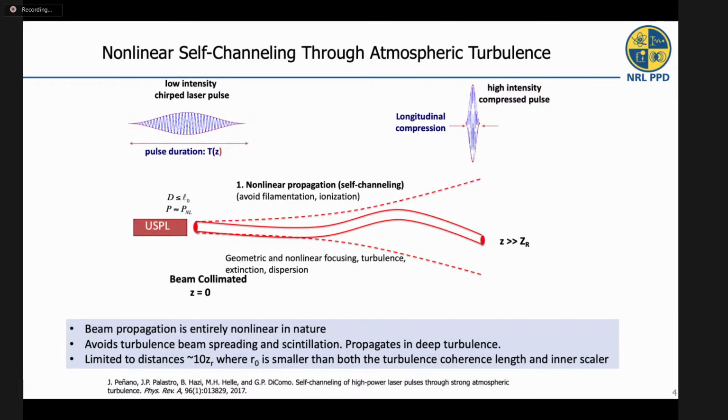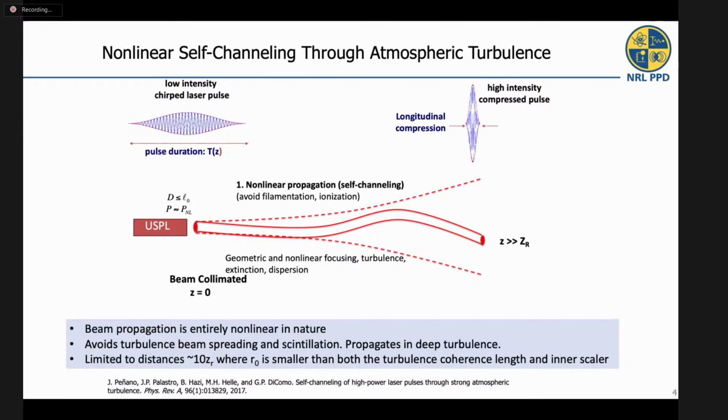So the idea that we came up with to try to avoid this was what we call nonlinear self-channeling. The idea here is instead of trying to launch a large diameter beam and go long distances, we launch a relatively small beam. And then we use nonlinear self-focusing to just offset diffraction. So the beam effectively acts kind of like a pencil beam, and it just continues to propagate over many Rayleigh lengths.